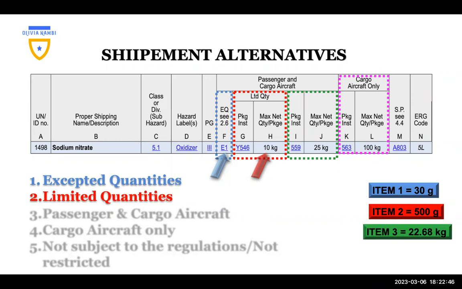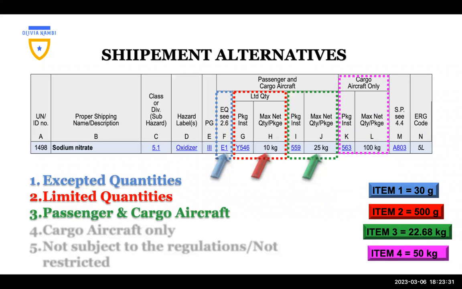And item 3 is 22.68 kg, which has exceeded the limit for limited quantities. And so since it's under the limit for passenger and cargo aircraft, we shall therefore ship item 3 under the provisions of passenger and cargo aircraft. The difference with shipping under columns I and J is that this shipment is going to be fully regulated. And by fully regulated, we mean the shipment has to meet all the regulatory requirements.